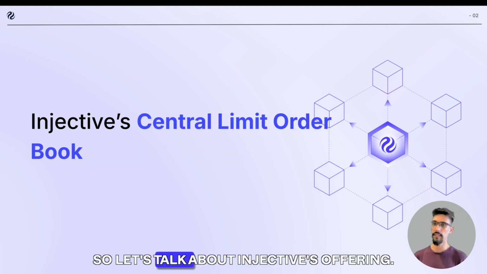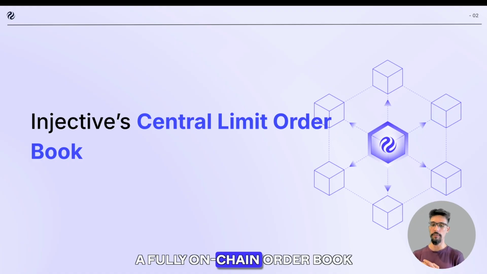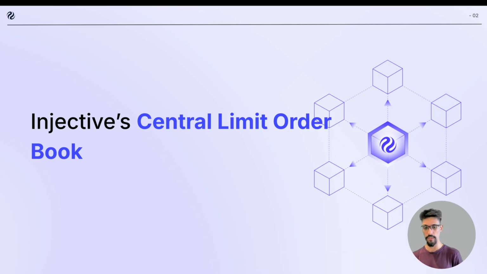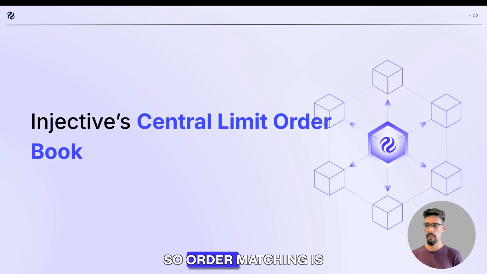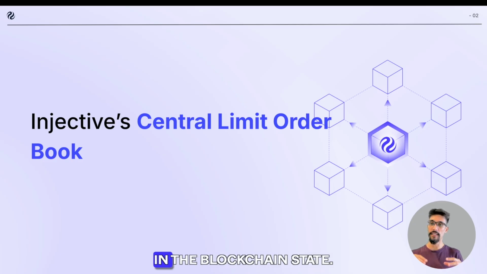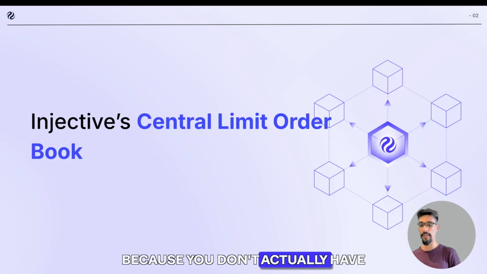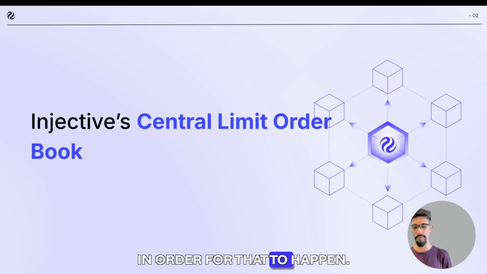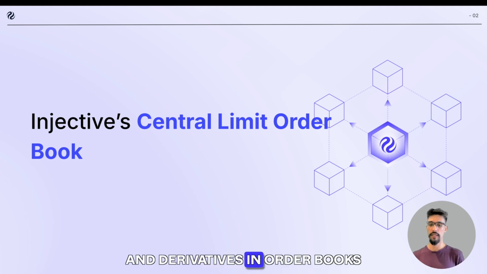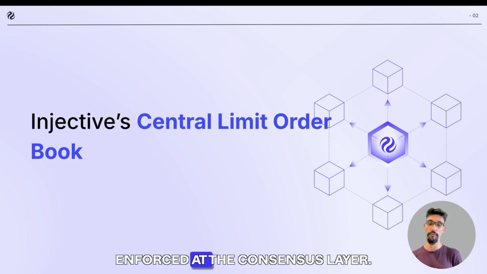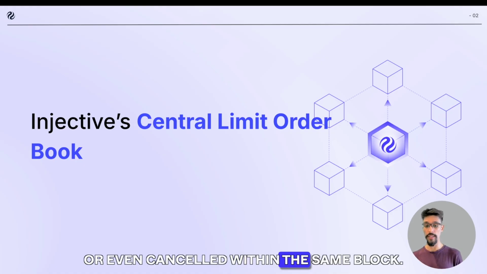All right, so let's talk about Injective's offering. So Injective implements a fully on-chain order book through its native exchange module, and that's integrated at the protocol level rather than deployed as a smart contract. So order matching is embedded directly in the blockchain stack. So that means you can get deterministic execution and high throughput because you don't actually have to go through a smart contract in order for that to happen. The exchange module maintains spot prices and derivatives in order books with price time priority enforced at the consensus layer. Orders can be placed, matched, partially filled, or even cancelled within the same block.